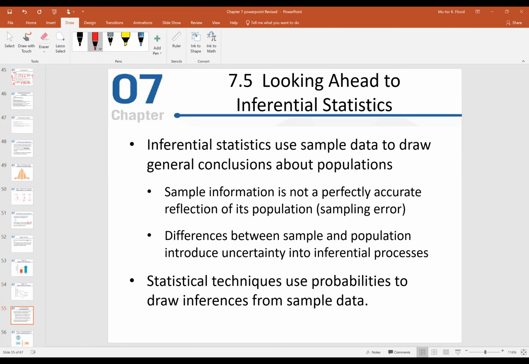Okay. So looking ahead to inferential statistics, like we've been saying for the last couple of weeks, inferential statistics use sample data to draw general conclusions about populations. Sample information is not going to be perfectly accurate because of sampling error. And the differences between a sample and a population are going to introduce levels of uncertainty into the inferential process. All right. And so statistical techniques use probabilities to draw inferences from sample data.